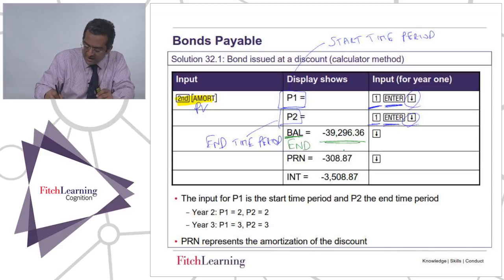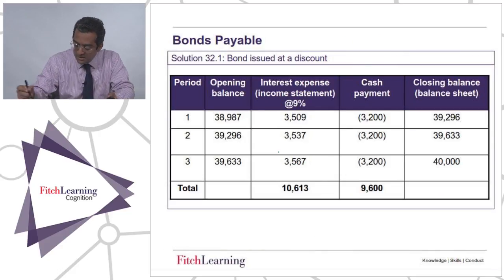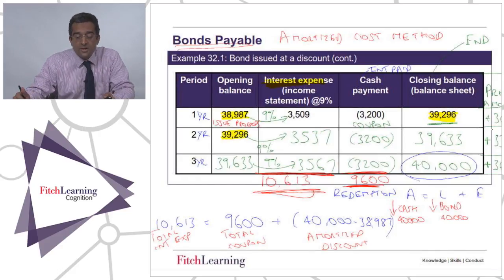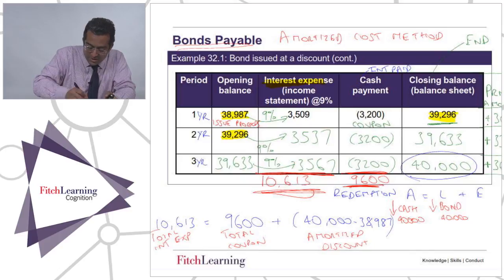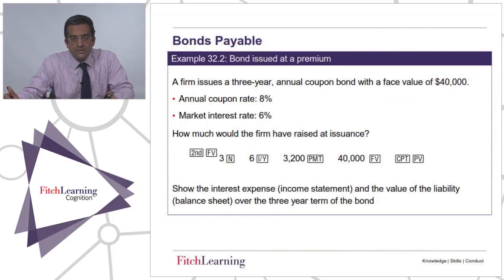If you press the down arrow, it tells you PRN. PRN is amortized principal. What was the amortized principal in year 1? Well, again, if we double check, we approximately worked out as being plus 309. So 309, and that's exactly what the calculator tells you.